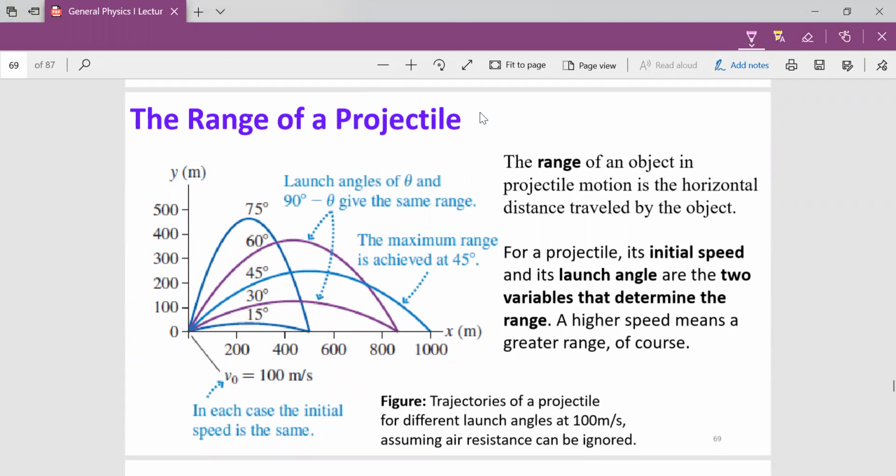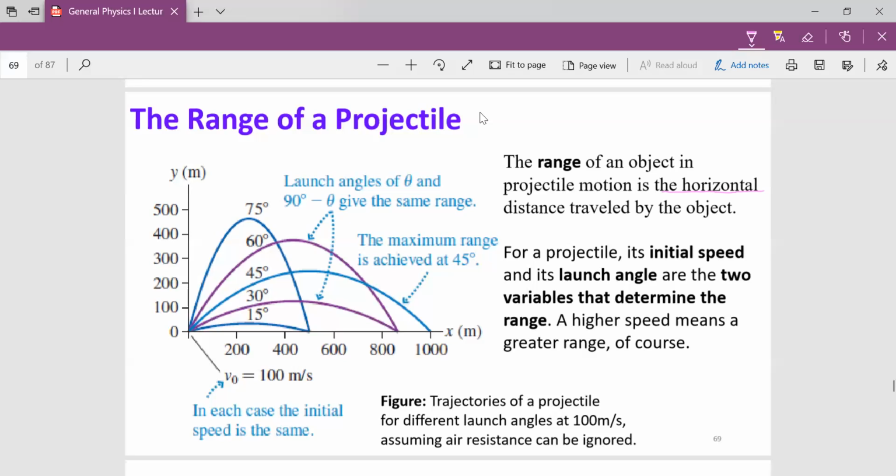We want to discuss the range of a projectile. What do we mean by the range? There's no way you can describe a projectile motion without describing angle of launch and range, okay? Because they are the two important factors that will help you analyze the motion. So when we say range of a projectile motion, we're talking about the distance that the object is going to cover or travel on the horizontal axis, that is on the x-axis.